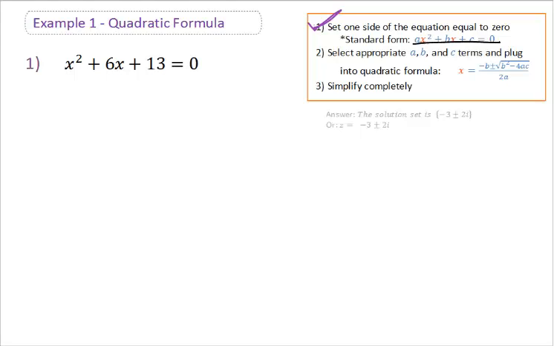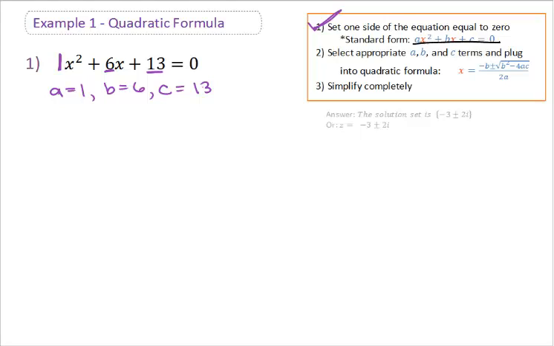Step number 2, we have to select the appropriate A, B, and C terms so we can put it into the quadratic formula. So my A term, it doesn't look like I have one, but remember we can always put a pretend 1 as our coefficient there. So my A is my 1 term. The B is the one in front of the x, so my B is my 6. And my C is my constant term, so my C is my 13 in this problem. So now I have my A, B, and C, and I need to plug it into that formula.